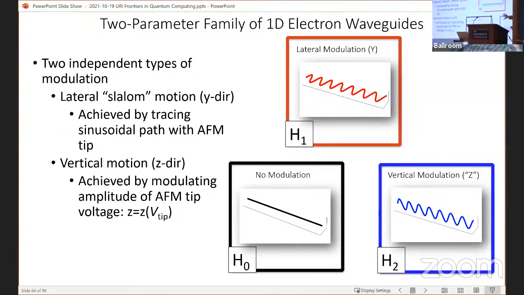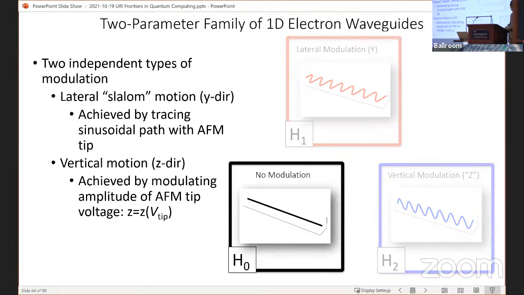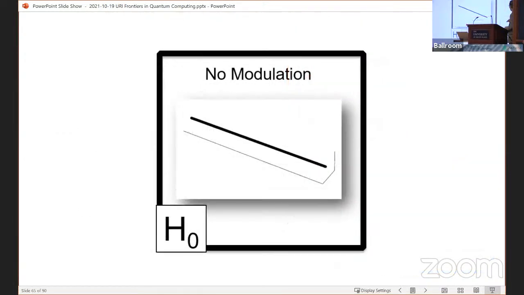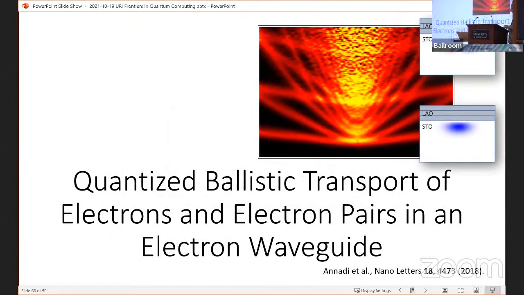So we worked hard on this over a number of years. I already talked about this unmodulated structure. This is just an electron waveguide, but I want to briefly point out that we have two recent papers where we made different types of superlattice structures, one of which involved a lateral degree of freedom and the other a vertical degree of freedom. The unmodulated one is basically what I talked about. That's our H0, our initial blank canvas. It's a 1D canvas where everything is conducting.